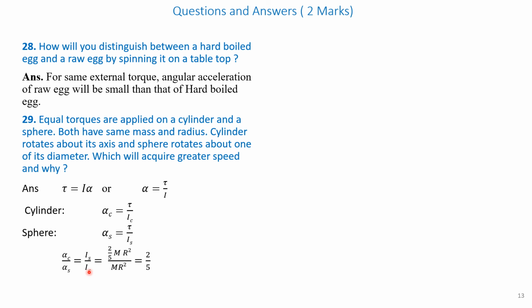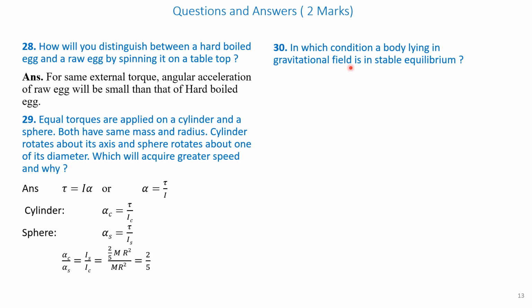This is because of inverse proportionality. Substituting the values, from the standard table given, Is is equal to 2 by 5 mr square, divided by mr square. Please, for this you have to remember the tables for sphere and cylinder. That becomes 2 by 5. Therefore, alpha c by alpha s is equal to 2 by 5.